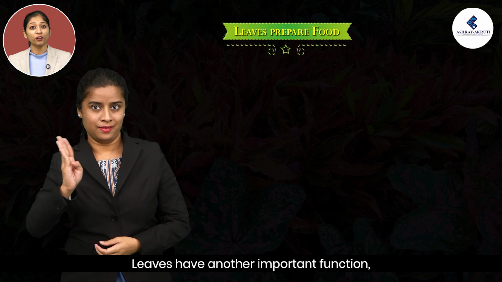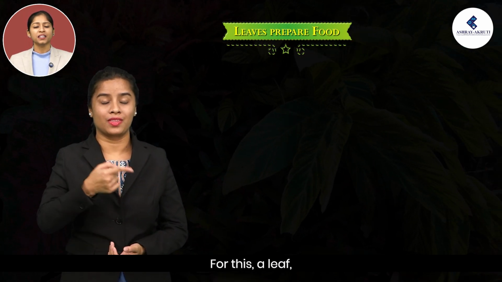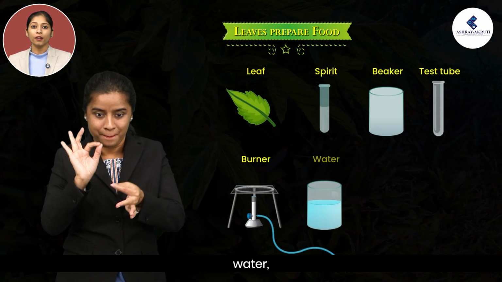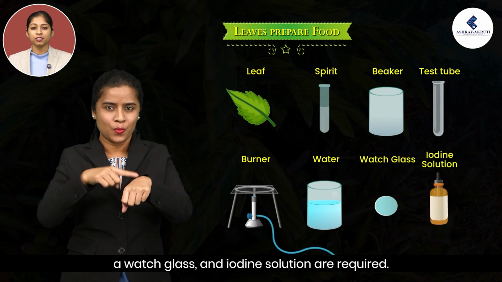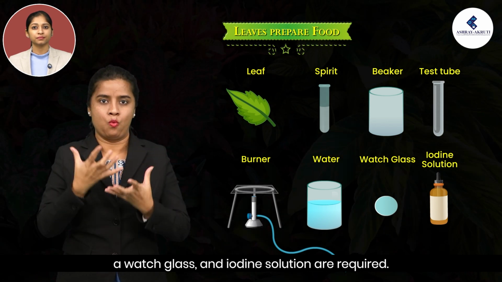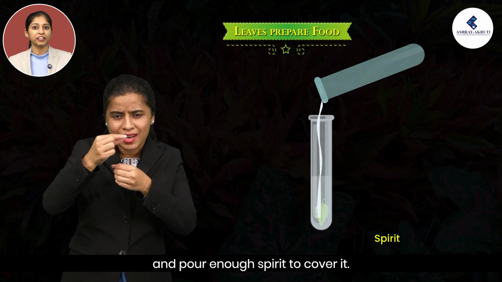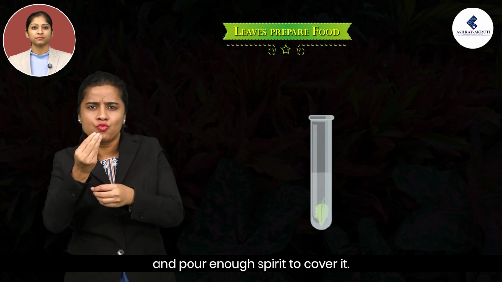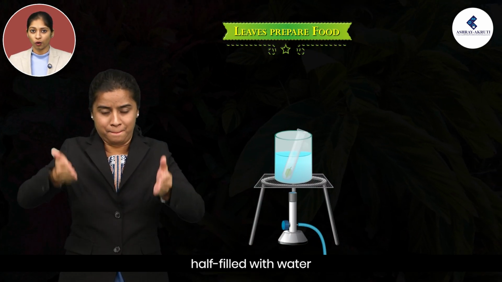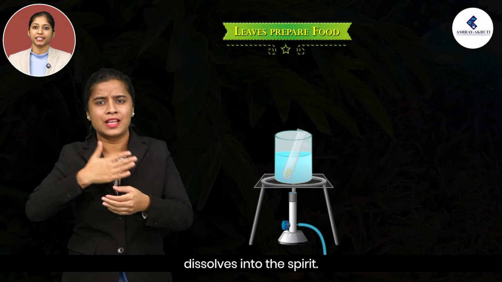Leaves have another important function, which we can explore with this activity. For this, a leaf, spirit, beaker, test tube, burner, water, a watch glass, and iodine solution are required. Place the leaf in a test tube and pour enough spirit to cover it. Put the test tube in a beaker half filled with water and heat it until the green color of the leaf dissolves into the spirit.